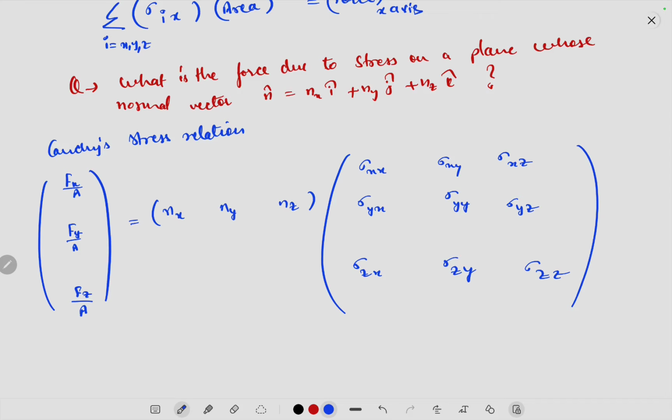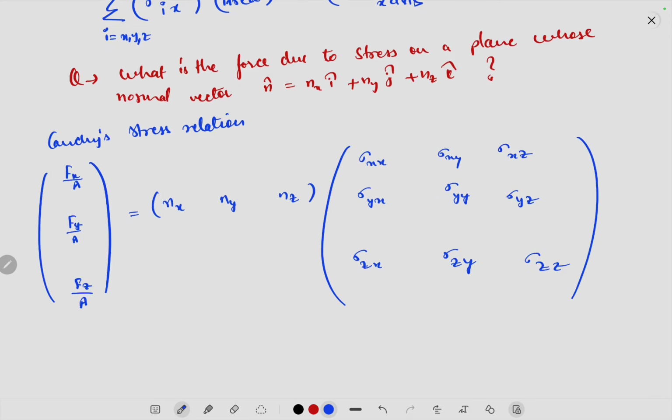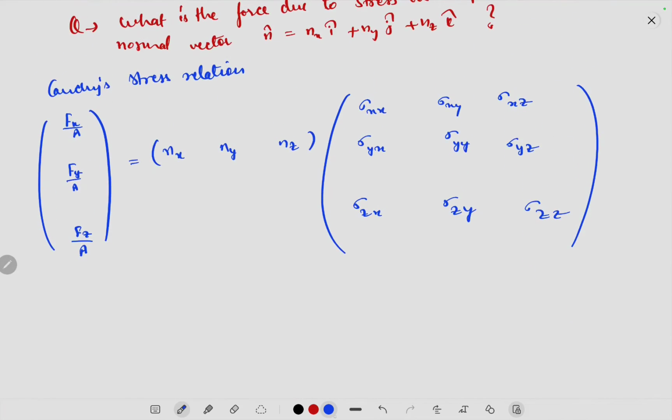Okay, so let's understand this by one example. Let's consider this was our cube. Let's consider I want to find the force on this surface. The dA vector of this surface is pointing, so let's say this is the same coordinate axis x, y, z, then the dA is pointing along the positive x-axis.